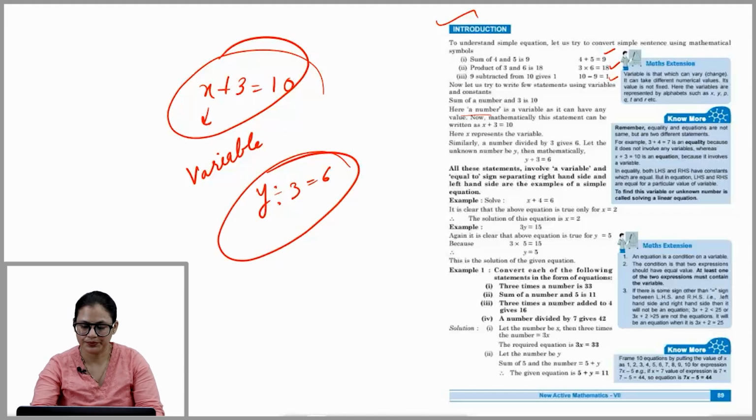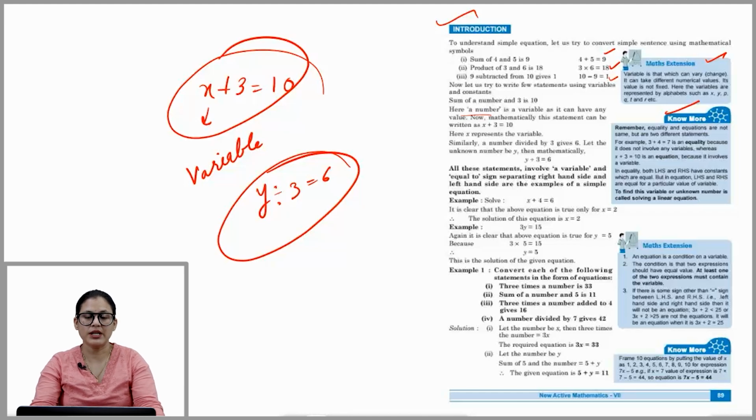Maths extension. Variable is that which can vary, means change. It can take different numerical values. Its value is not fixed. Here the variables are represented by alphabets such as x, y, p, q, t and r, etc. Okay, you can write a, b, c, d also. Remember, equality and equation are not the same but are two different statements, right?